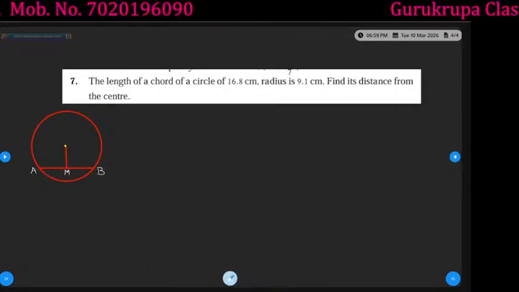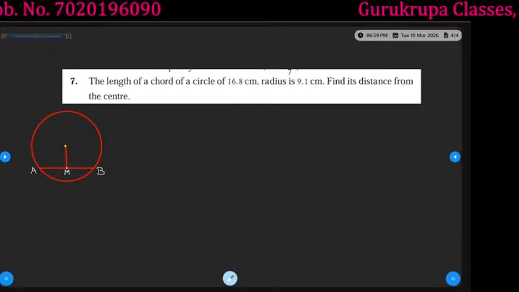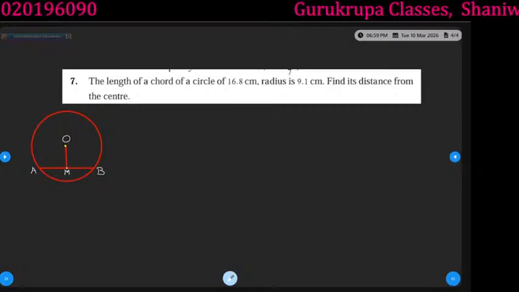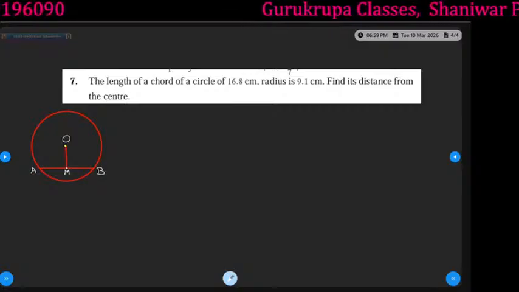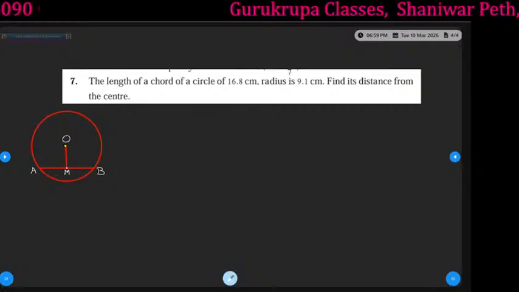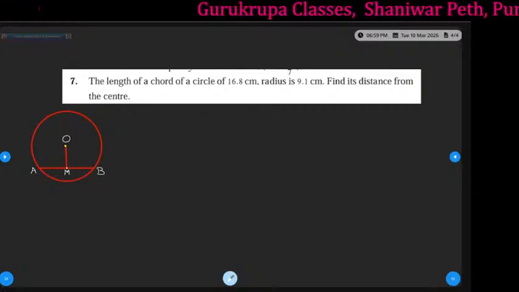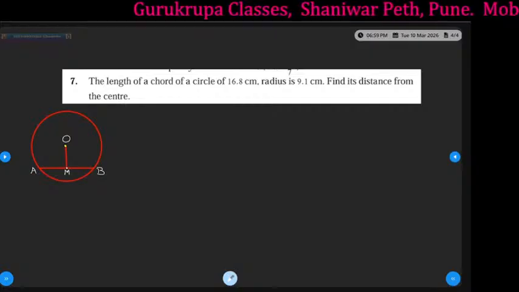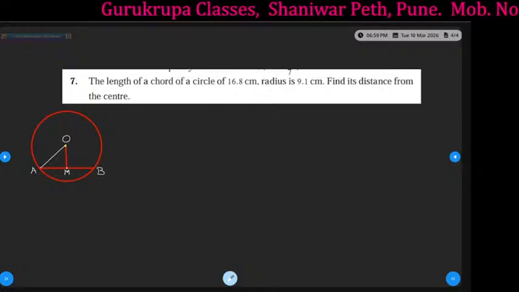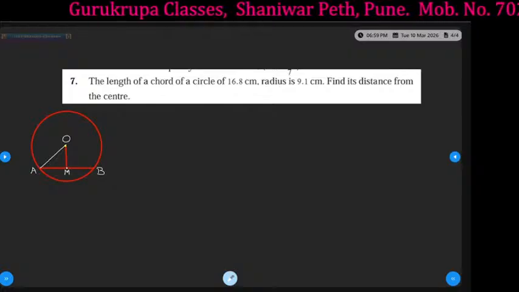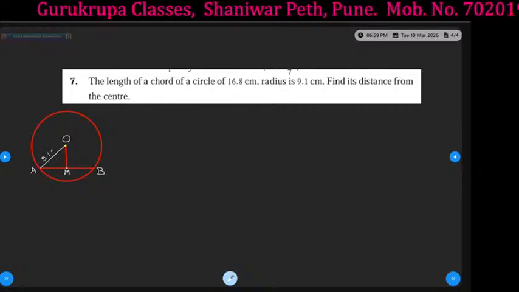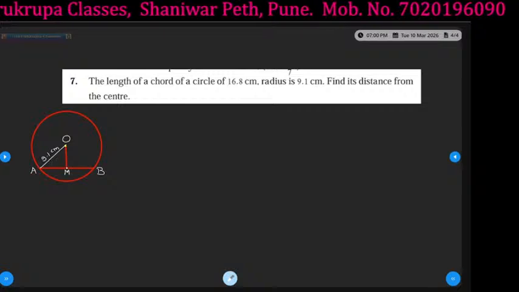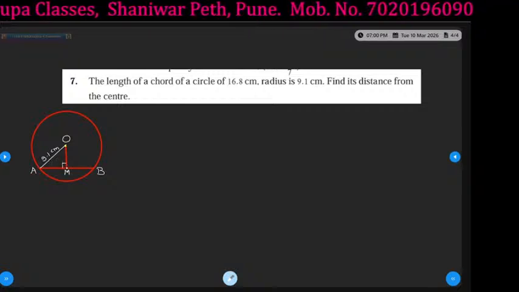Now we name these things. AB is the chord, M is the point at which the perpendicular is drawn from the center O. So OM is the distance of the chord. Now radius is also given to you. We take the radius OA. Suppose OA is the radius. Radius is given 9.1 centimeter.